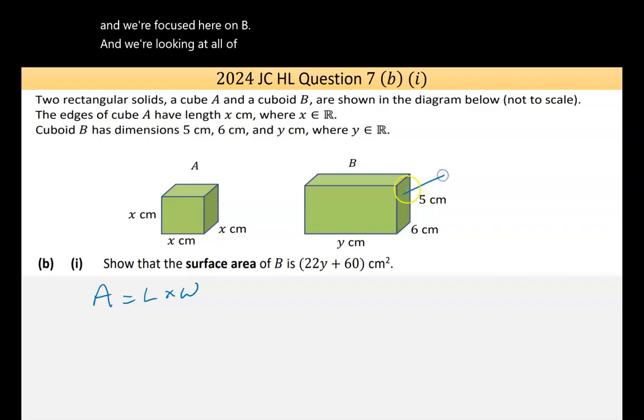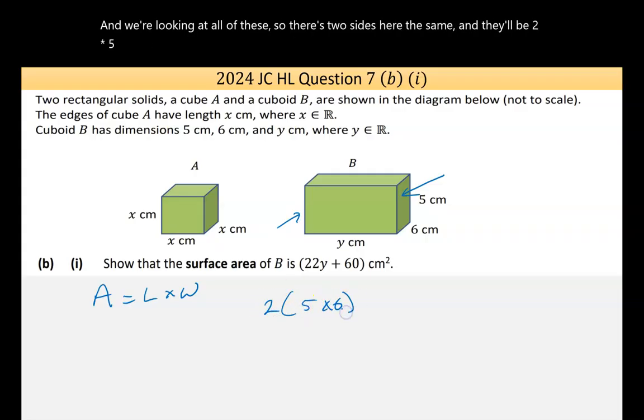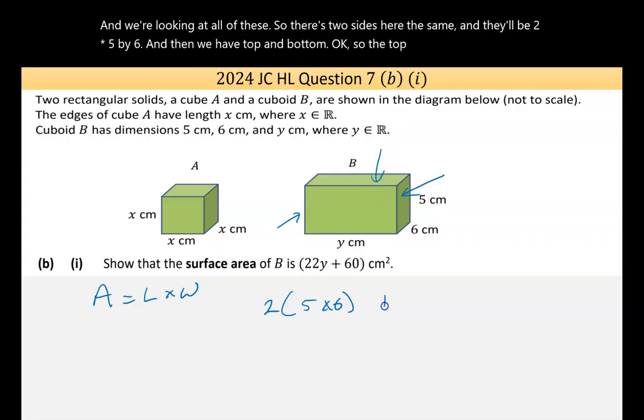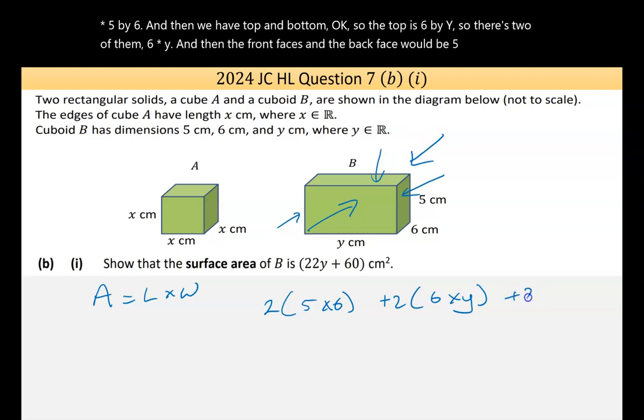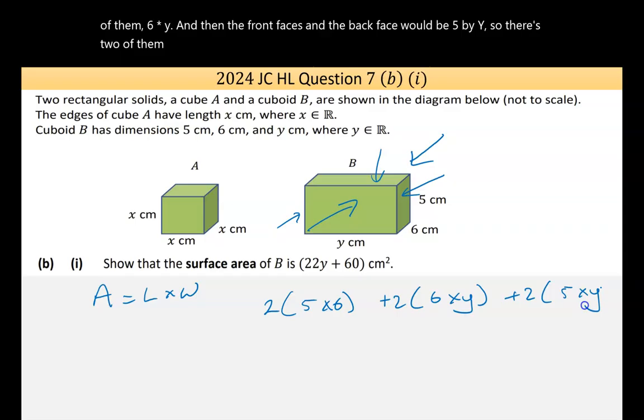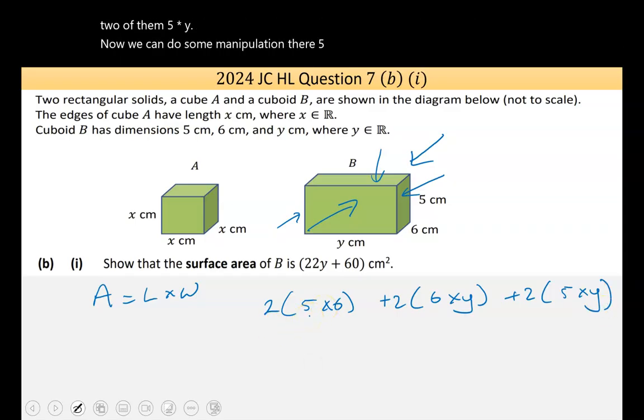So there's two sides here, the same, and they'll be 2 times 5 by 6. And then we have top and bottom. So the top is 6 by y, so there's two of them, 2 times 6 times y. And then the front face and the back face would be 5 by y. So there's two of them, 2 times 5 times y. Now we can do some manipulation there. 5 times 6 is 30, so 2 times 30 is 60. Plus, now that's going to be 6y.